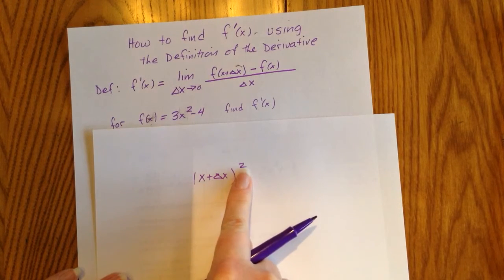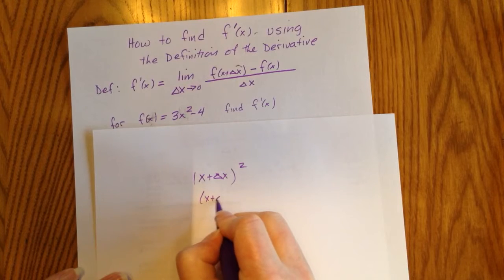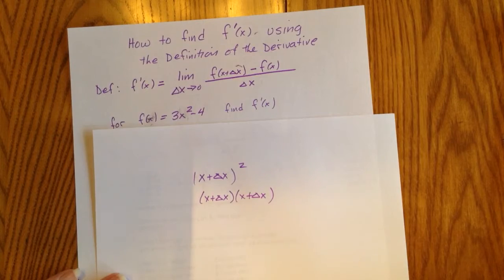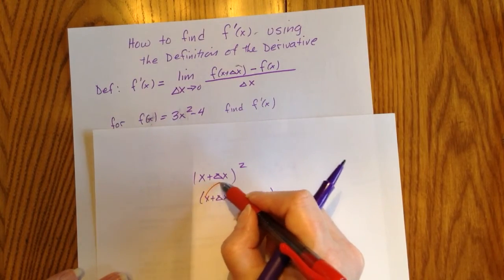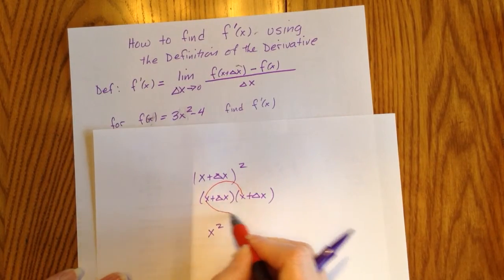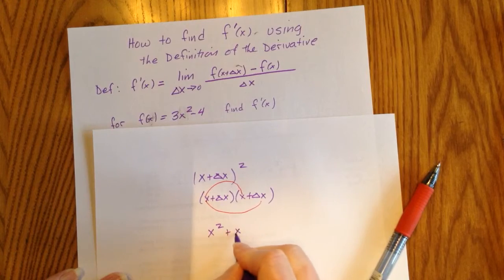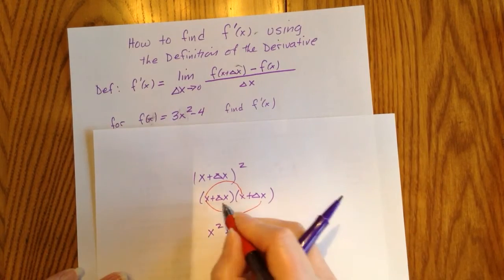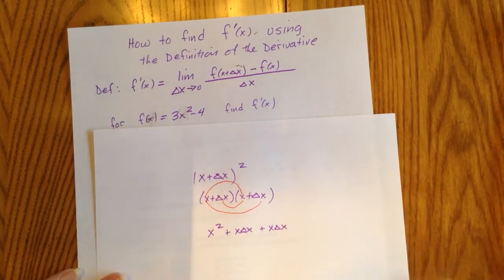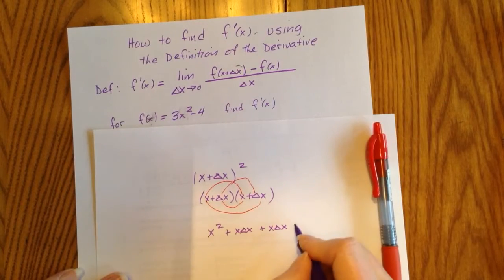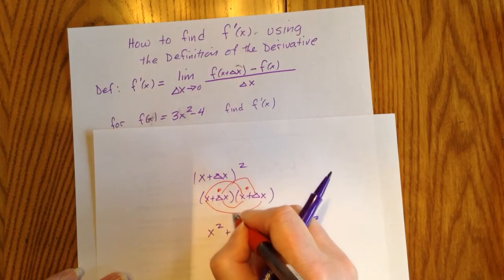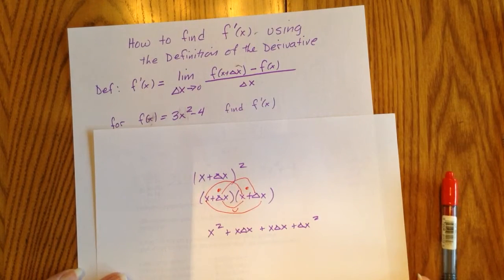If you have an x plus delta x squared, that means that you have an x plus delta x times another x plus delta x. And now we need to multiply it out. We're going to do x times x, x squared. We are going to do x times the delta x, x delta x. We're going to do another delta x times x. Order doesn't matter, you're multiplying. And then delta x squared. And you can see the little foil man. Hello, little foil man. That's excellent.